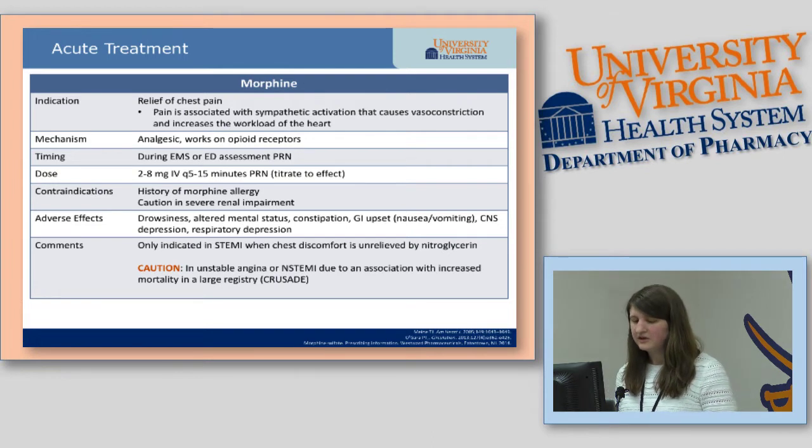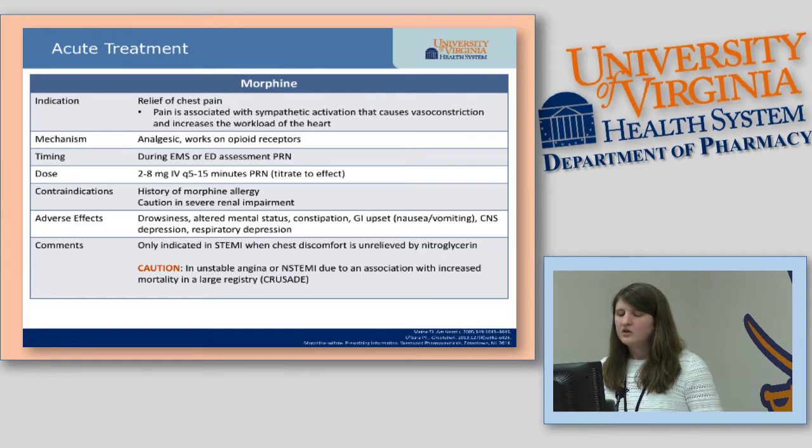This medication is typically administered during EMS or ED assessment, just as needed, typically for patients who don't have chest pain relief after nitroglycerin. When we look at reasons you might not want to use morphine besides what I just mentioned, it can accumulate in renal impairment, so patients with chronic kidney disease, you want to be extra cautious. Adverse effects are typical of all of our opioids, so you can have changes in mental status, drowsiness, altered mental status, constipation, GI upset, and respiratory depression. So using this medication judiciously.